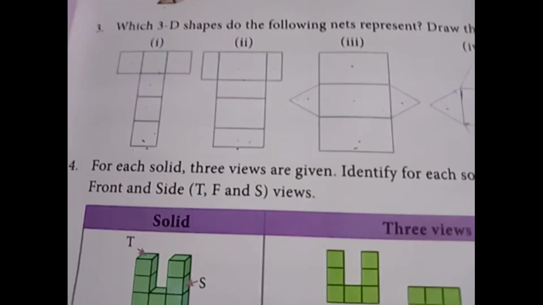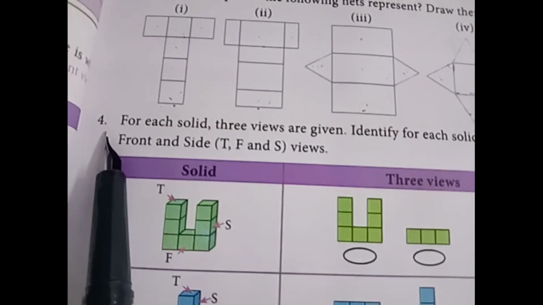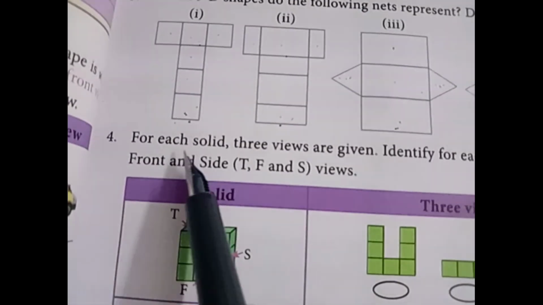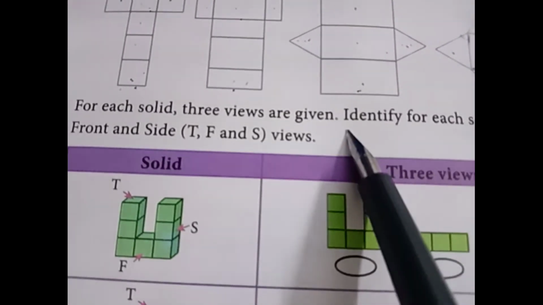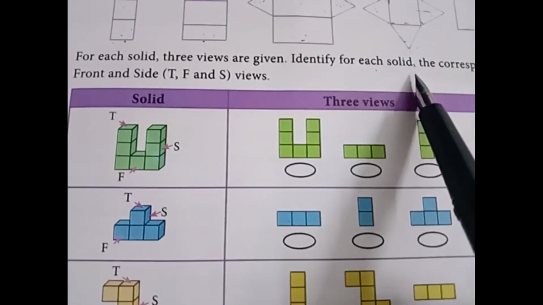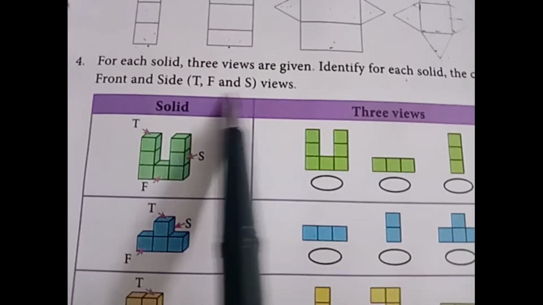Now the fourth one. For each solid 3 views are given. Identify for each solid the corresponding top, front and side views. So this one do as a homework.